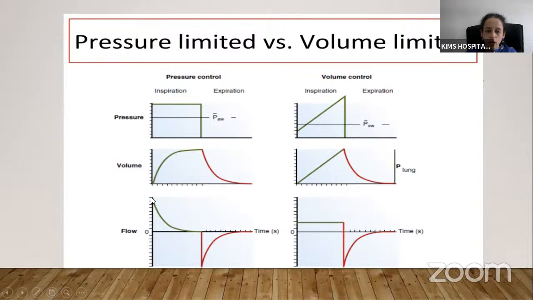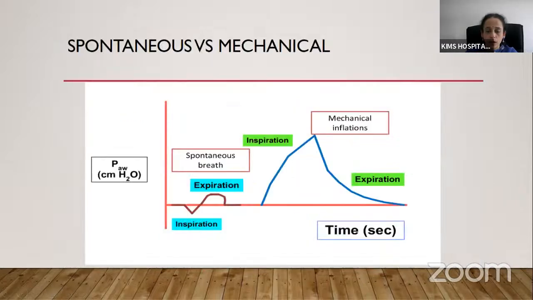The flow scalar in the volume control ventilation looks like this, whereas the pressure scalar looks like this. So this is the spontaneous versus mechanical ventilator breath. In the spontaneous breath, there will be a small inspiratory phase and expiration. Both look smaller in the spontaneous breath, whereas in the mechanical inflation, it looks a little bigger. We can see this on the ventilator after some time. The spontaneous breaths look smaller because the baby tries to breathe through the endotracheal tube.